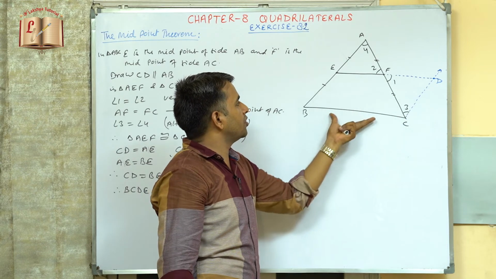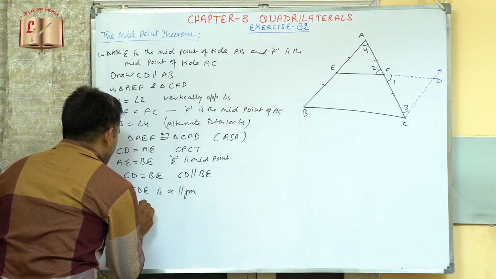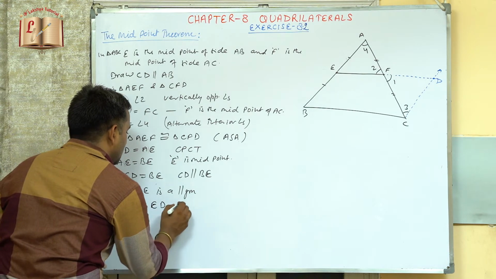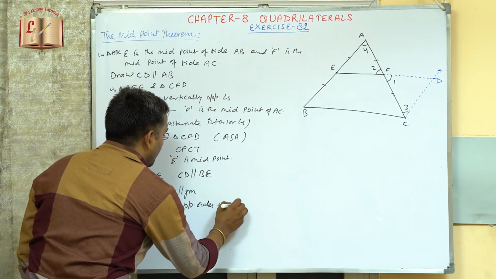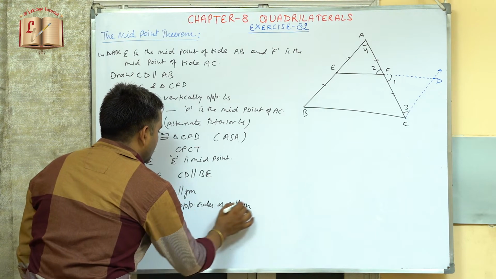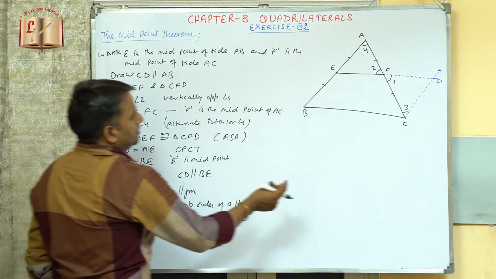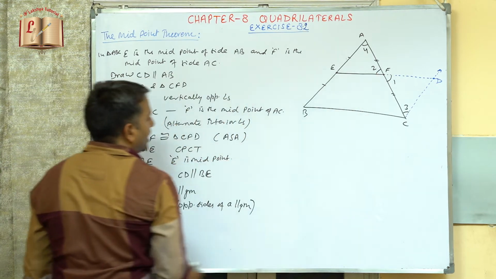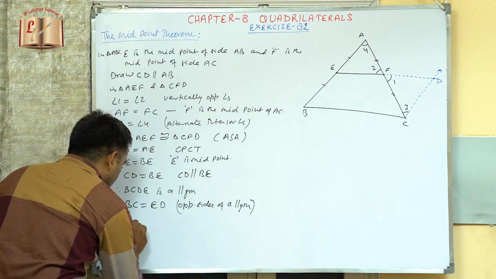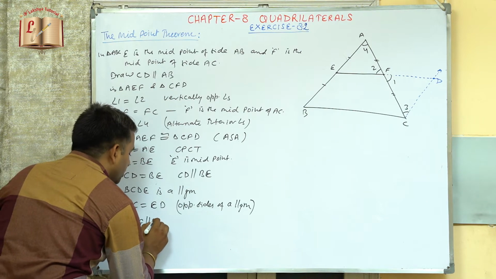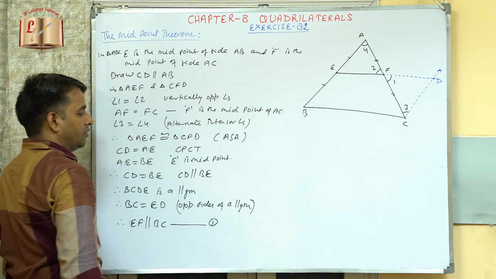So now that the parallelogram is proved, BC will be equal to what? Complete, equal to ED. So therefore I can write BC is equal to ED. These are the opposite sides of a parallelogram. Therefore I can write this EF will also be parallel to BC. So this EF is parallel to BC. Take it as 1.